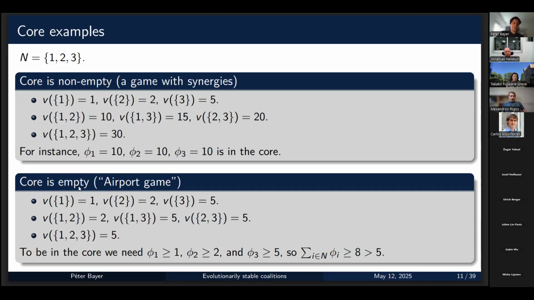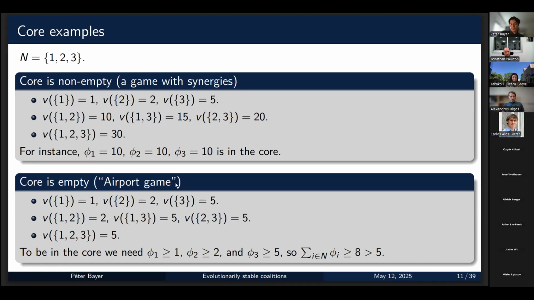Here's a classic case when the core is empty. This is the same as the last game. Everyone is individually worth the same, 1, 2, and 5. But here, every coalition is worth the maximum of the individual in it. So 1, 2 is worth 2 because the largest individual is 2. 1, 3 is worth 5 because 3 is in it and he's worth 5. 2, 3 is worth 5.